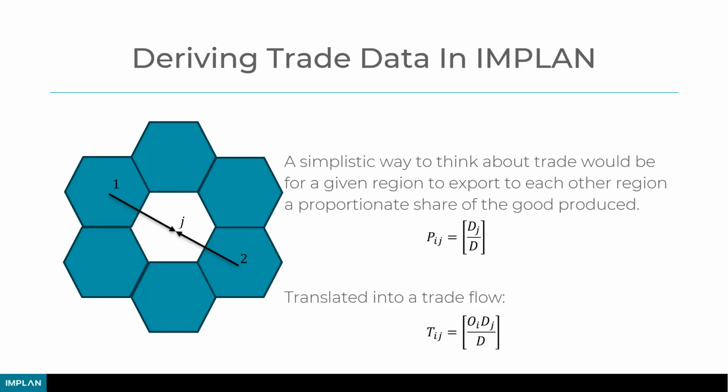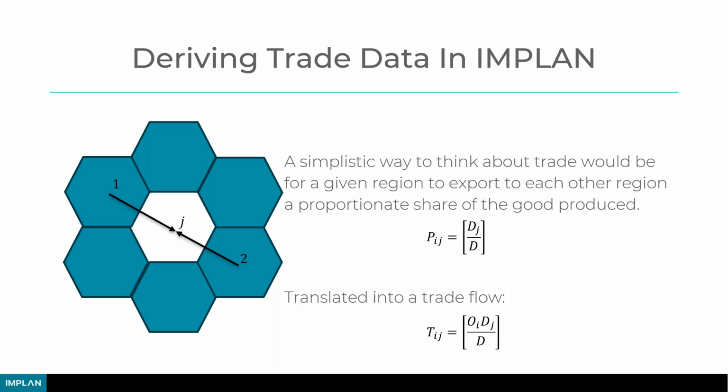A first step way to think about trade would be for a given region to export to each other region a proportionate share of the good produced. So the trade between region i, the producer, and region j, the consumer, is that proportion of j's consumption of total production. We're going to ignore distance for right now. If region j has 10% of all demand for a commodity, then each region that produces that commodity will send 10% of their production to region j. In this case, region 1 and 2 each send 10% of their production to region j.